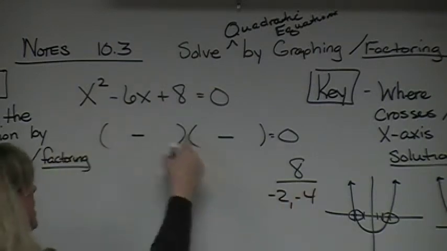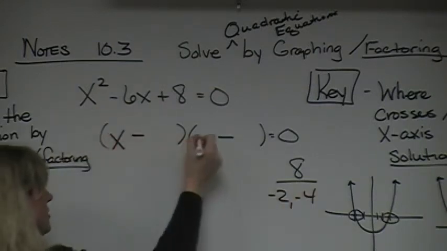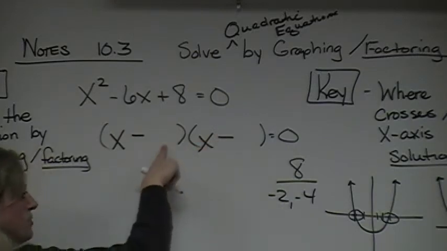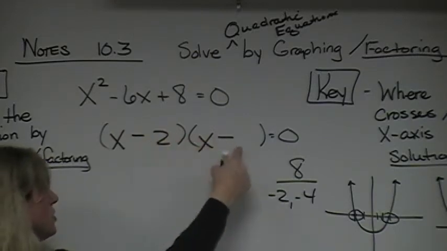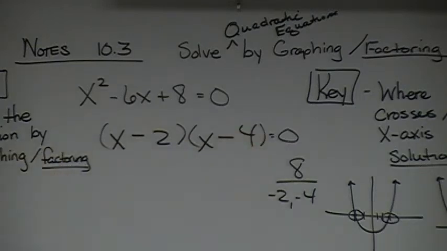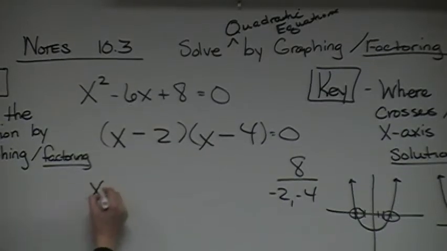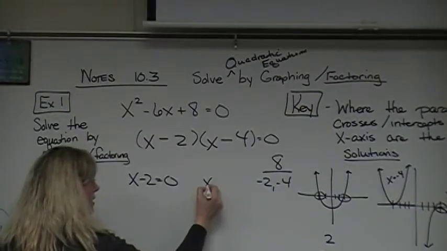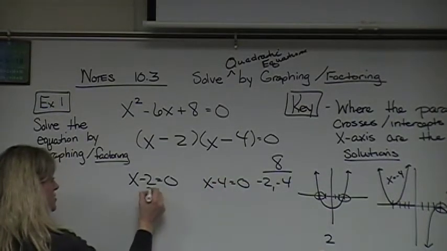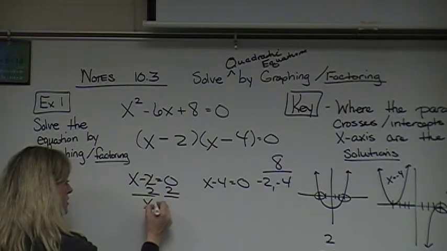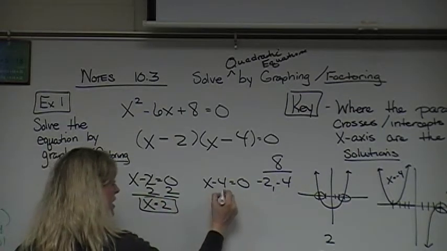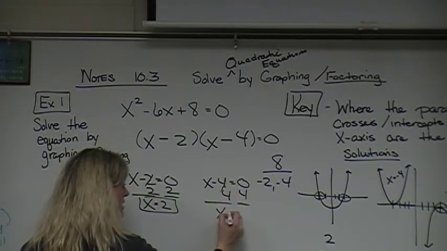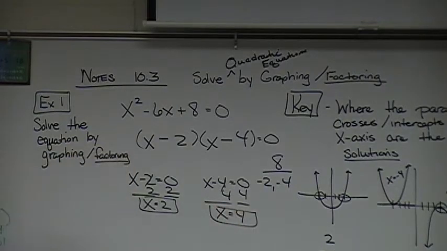What do we put here and here, guys, to get x squared? X, good. It's all coming back to you, isn't it? What goes here? Does it make a difference? No. 2 goes here, and 4 goes here. Now we use the zero product property, which means we set each of these factors equal to 0. So x minus 2 equals 0, and x minus 4 equals 0. We add 2 to both sides, we get x equals 2 for one solution, and we add 4 to both sides, we get x equals 4.